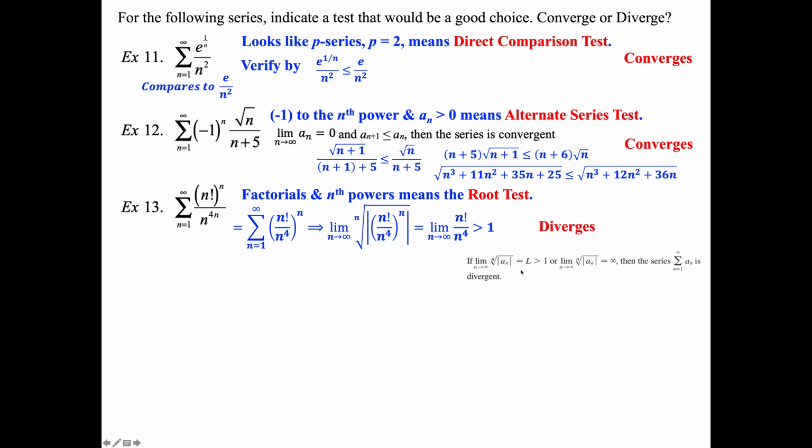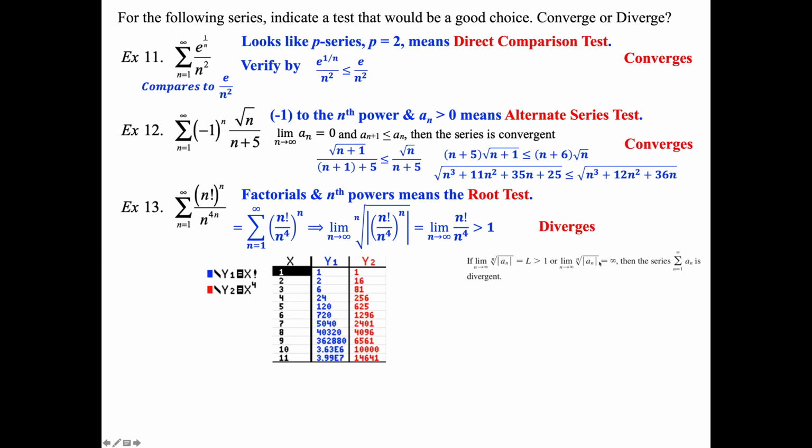And so in the root test, if the limit's greater than 1, then it's going to diverge. Now, if you don't believe me that my base is always changing and it's going to get bigger, here's what I did. I put in x factorial as y1, and x to the 4th for n to the 4th. Going down my table, if you notice, by the time we get to 7, 7 to the 4th is smaller than 7 factorial. After that, the factorials always stay bigger, so your limit's going to infinity, so it's greater than 1.